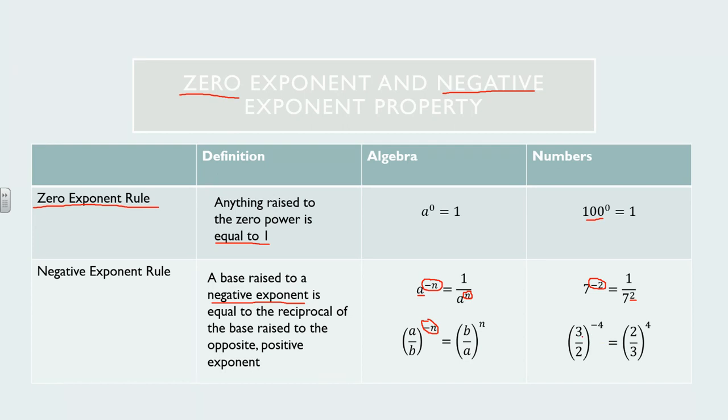Okay? Same idea. Again, 3 over 2 to the negative 4. To make the exponent positive, I've got to find the reciprocal, which in this case is just 2 over 3.